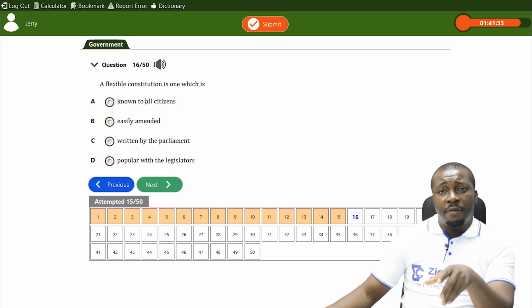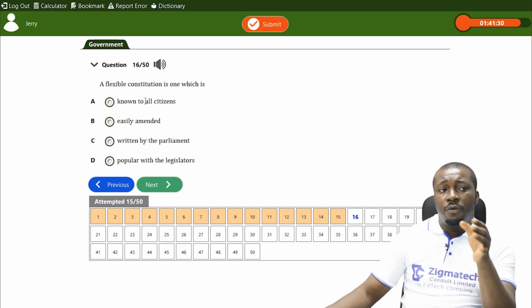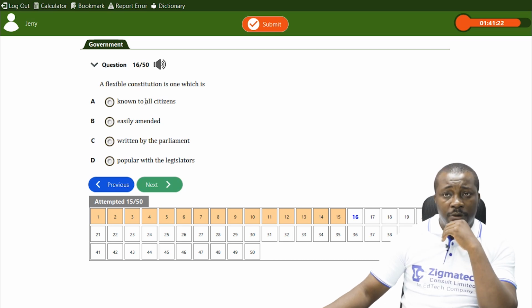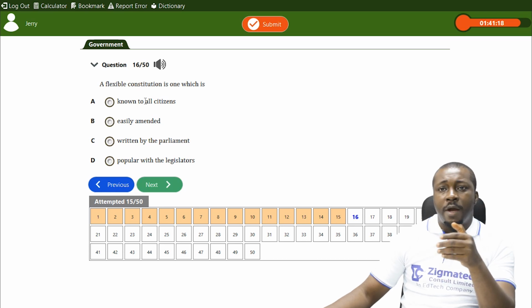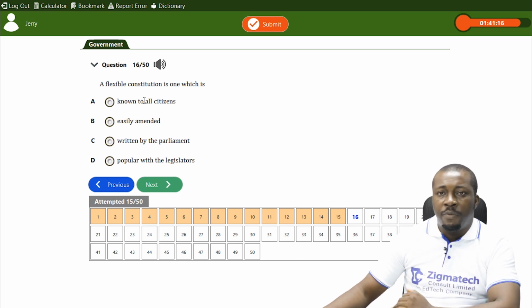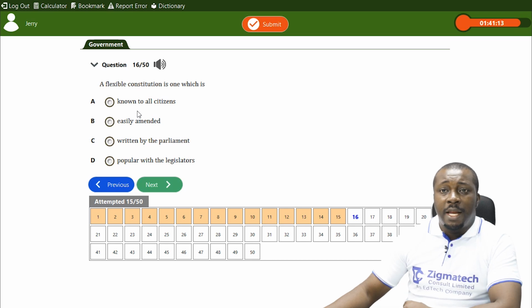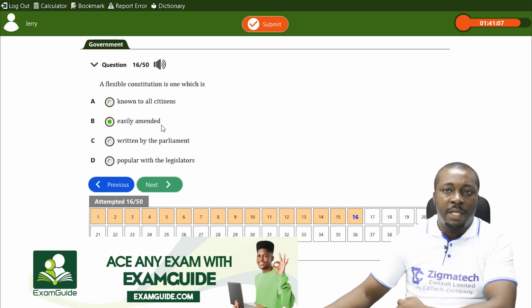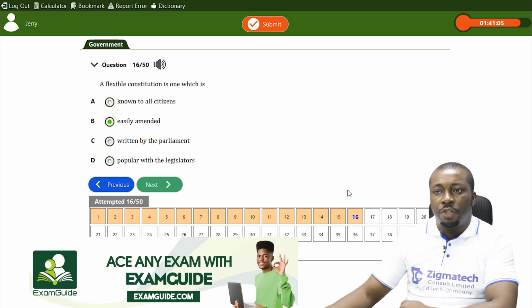Now, we also have a rigid constitution, which is a constitution that requires stringent procedures for it to be amended. On the other hand, we have what we call the flexible constitution, which is a constitution that does not require a rigorous procedure before it can be amended. Now, this makes it easily amendable. So that is why B, which is easily amended, is the answer to a flexible constitution.